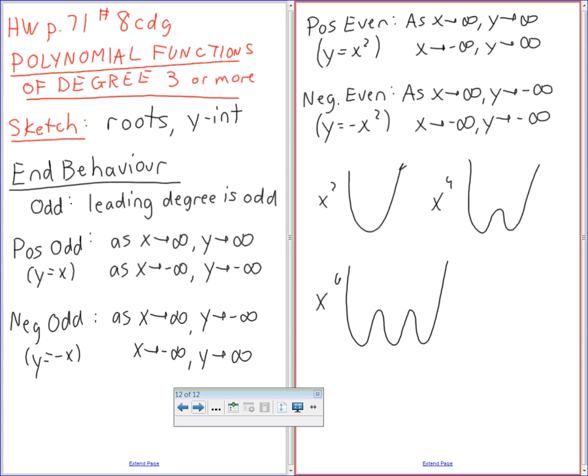Oh, I want to get one example done, I hope it happens. We're going to graph one right now.